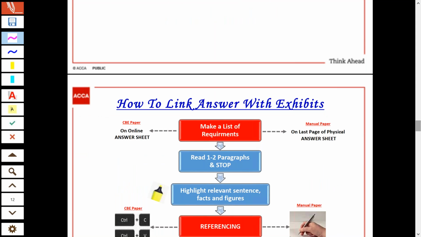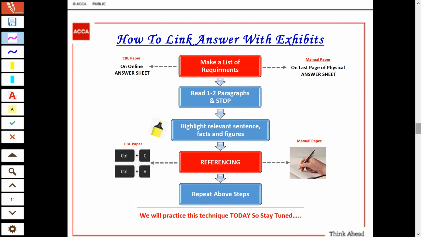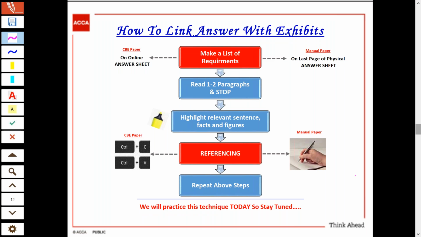Exam technique. Now, this is a very, very important slide. How to link answer with exhibits. Please, I need your 110% attention now. Good, thanks. How to link answer with the exhibit.